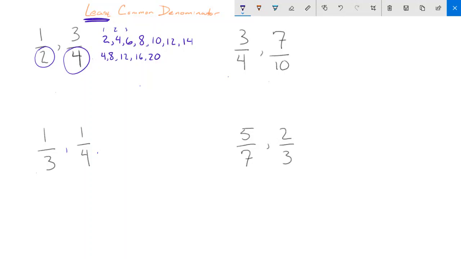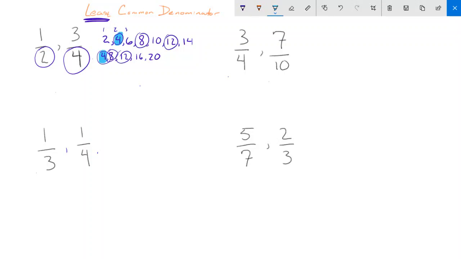So I'm going to look at my list and I'm going to see the ones I have in common. So I have 4 in common, I have 8 in common, I have 12 in common, right? And there's just so many more that we have in common, but we want to know what's the least, right? What's the smallest? If I look, 4 is the least common denominator, okay?